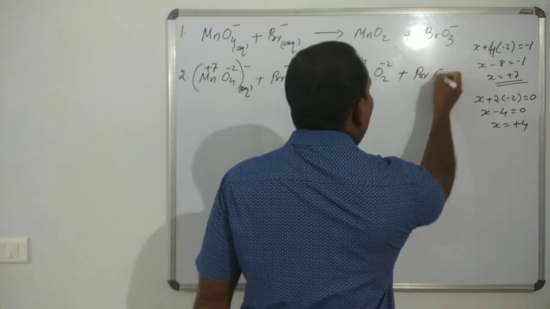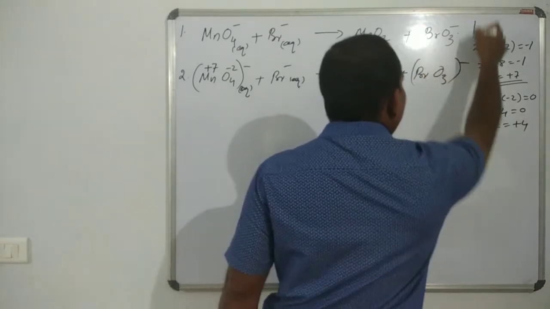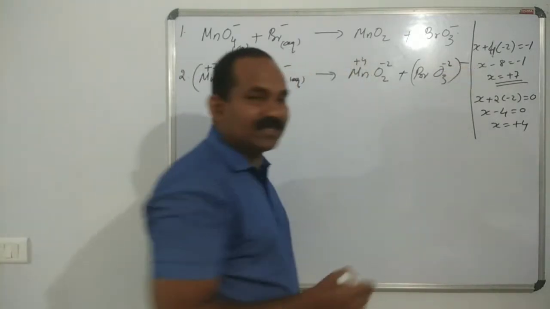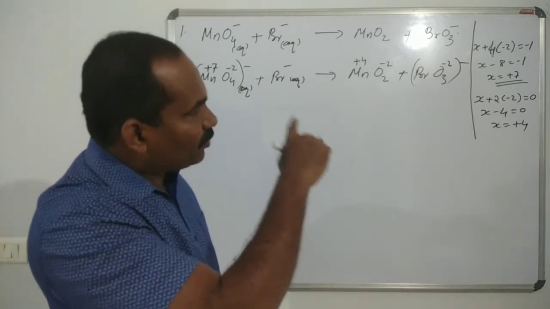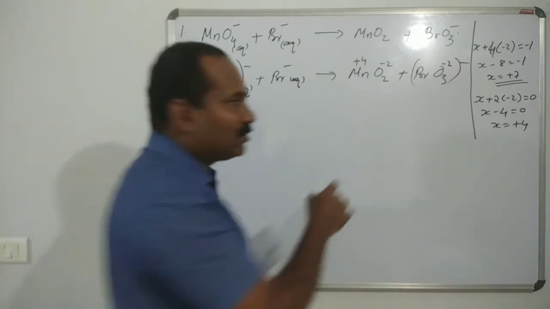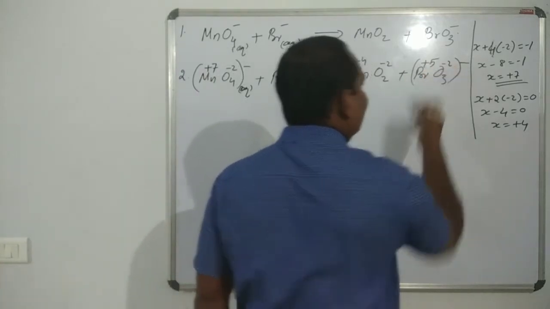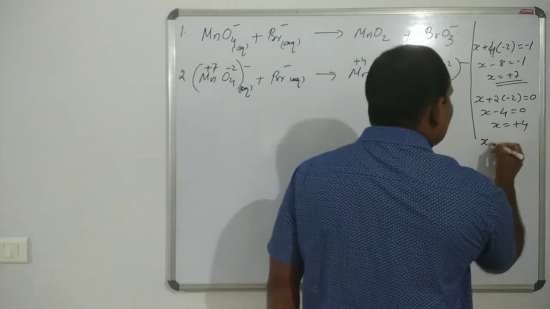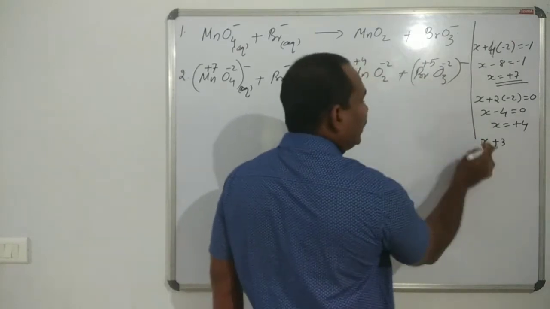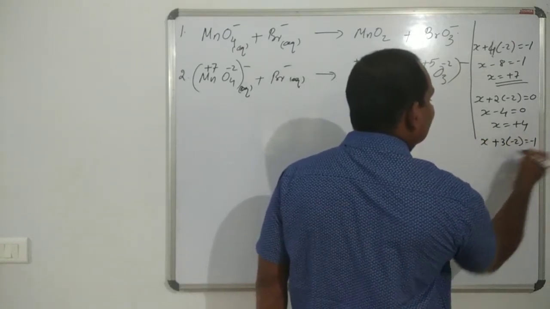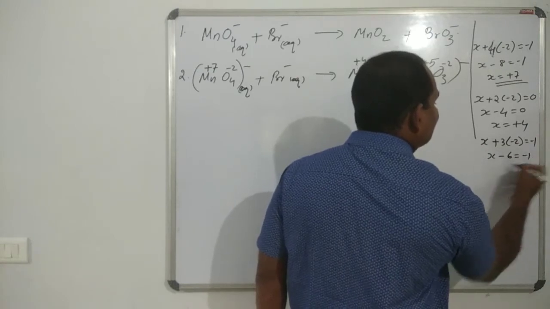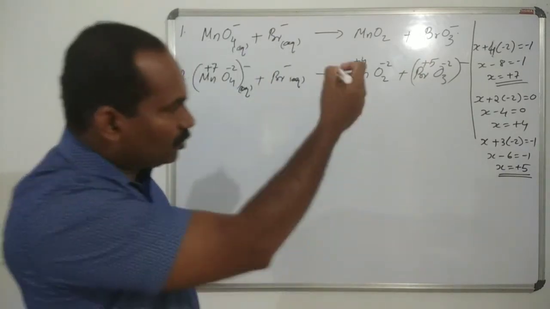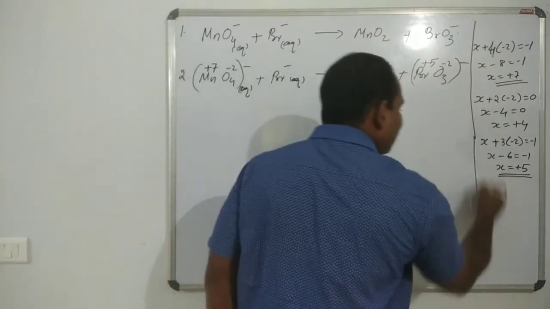Then BrO3 minus: 3 into minus 2 is minus 6. Out of minus 6, 1 minus is residing in the ion, so bromine is plus 5. Minus 5 is compensated by plus 5. Or you calculate x for bromine: x plus 3 into minus 2 is equal to minus 1, x minus 6 is equal to minus 1, x is equal to plus 5. You do it like that. No problem. It takes some time.